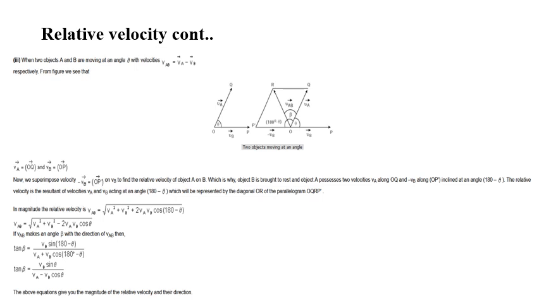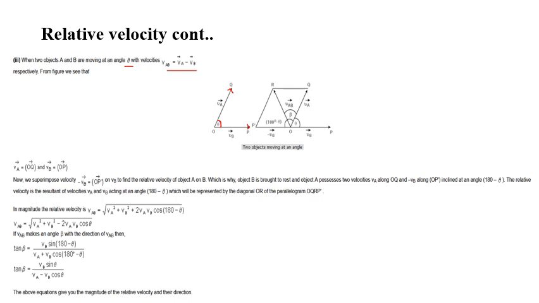If both the objects are moving at an angle, if there is some angle of inclination, what will be the relative velocity? Your relative velocity formula will be VAB equal to VA minus VB. Then look at the figure. This is the relative velocity of object A. Object A is traveling in this direction and object B in this direction, and there is an angle theta between these two objects. Then what will be the relative velocity?